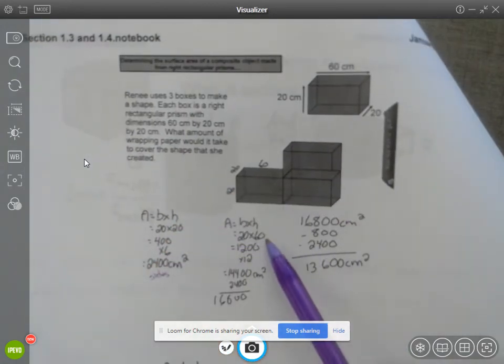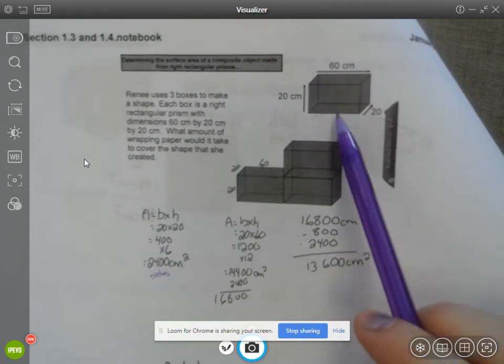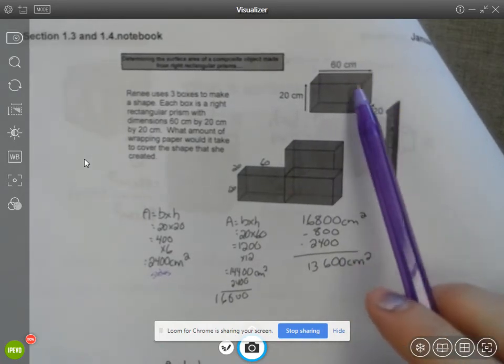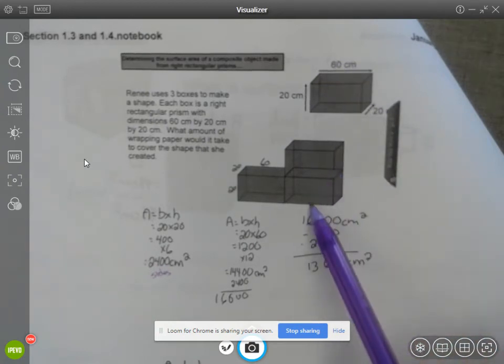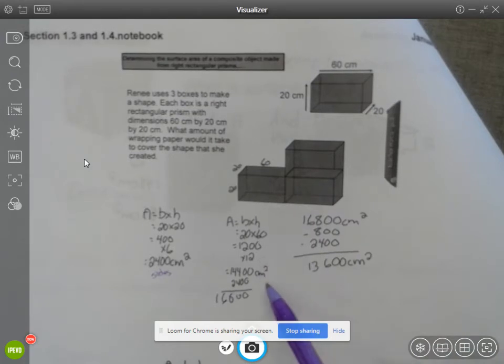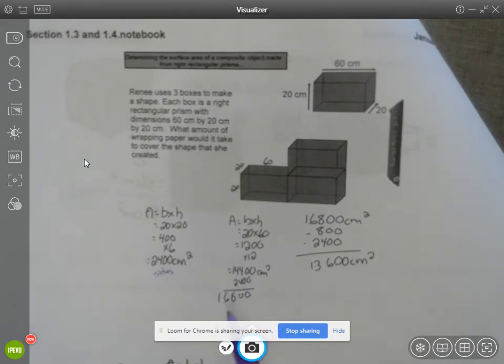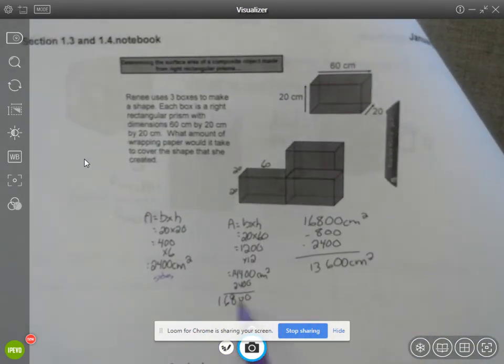Then base times height, 20 times 60 equals 1,200. Now, my 20 by 60 is my top and my bottom, but also my front and my back. So I have 1, 2, 3, 4 on this shape, 8, 12. 12 in total, multiplied by 1,200, which equals 14,400. So if I take that answer and add the area I found for the first one, my total is 16,800.